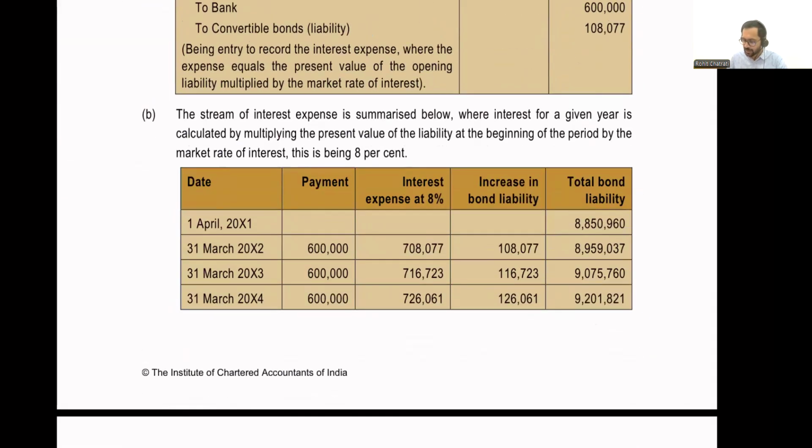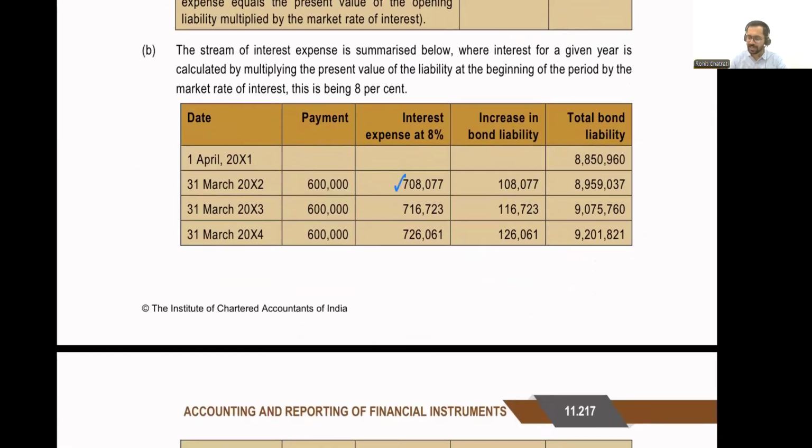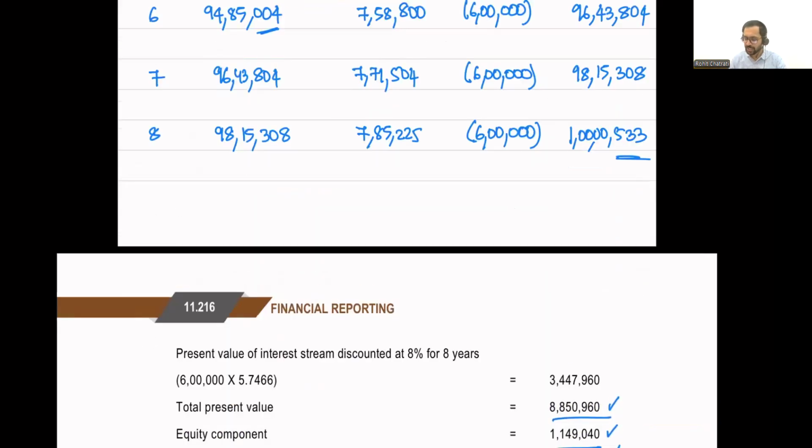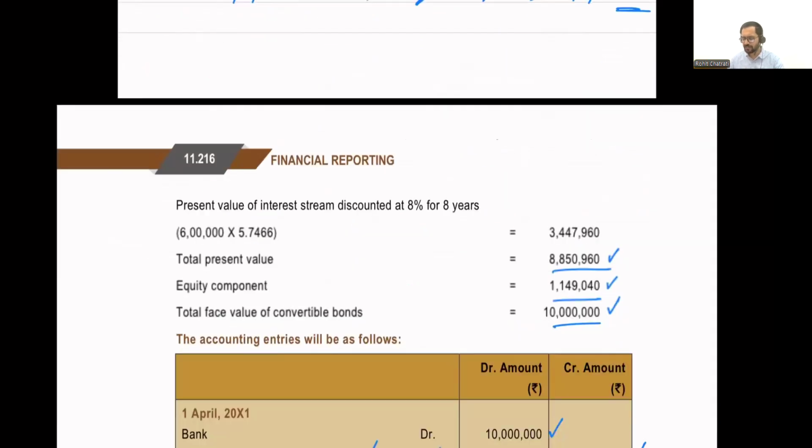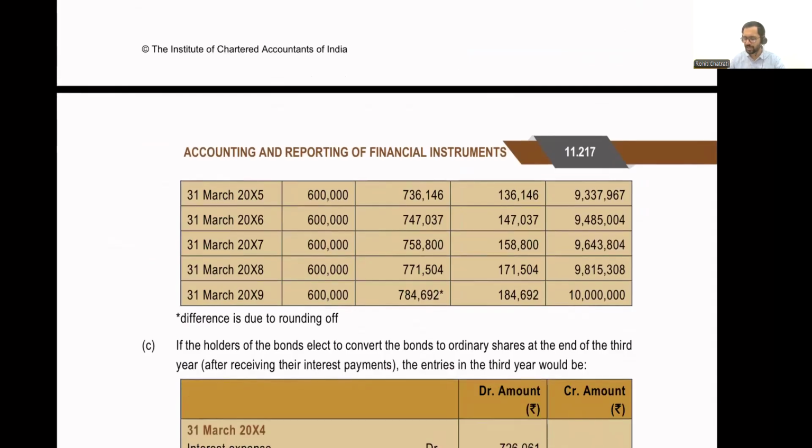So let's quickly compare it. If you notice, it's 7 lakh 8,000, 7 lakh 16,000. I think these were the same set of values that we also had. Let's quickly also just see the last year. If the last year is right, I can presume. They have actually rounded it off in such a way that the amount comes down to 1 crore exactly.